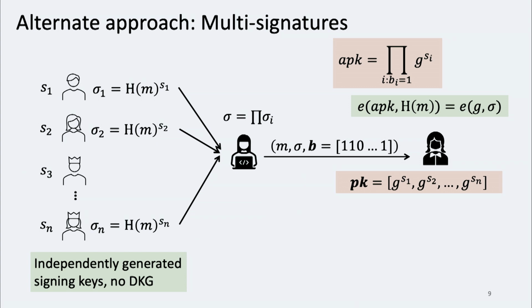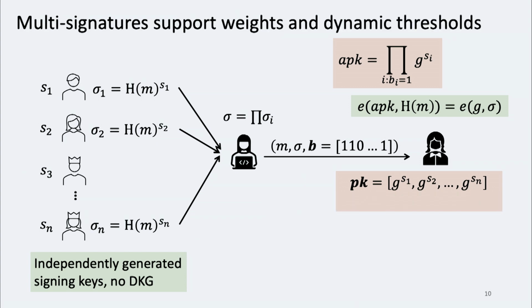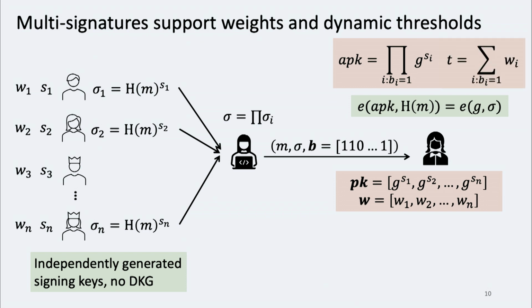And this approach of multi-signatures offers several advantages. Importantly, it supports weighted signing and dynamic thresholds very easily. If you want to add weight to this system, we just assign weights, and we have another weight vector also at the verifier. The verifier additionally needs to sum up these weights based on the bit vector, who signed and who didn't, and we can easily check if the combined weight reaches the required threshold.